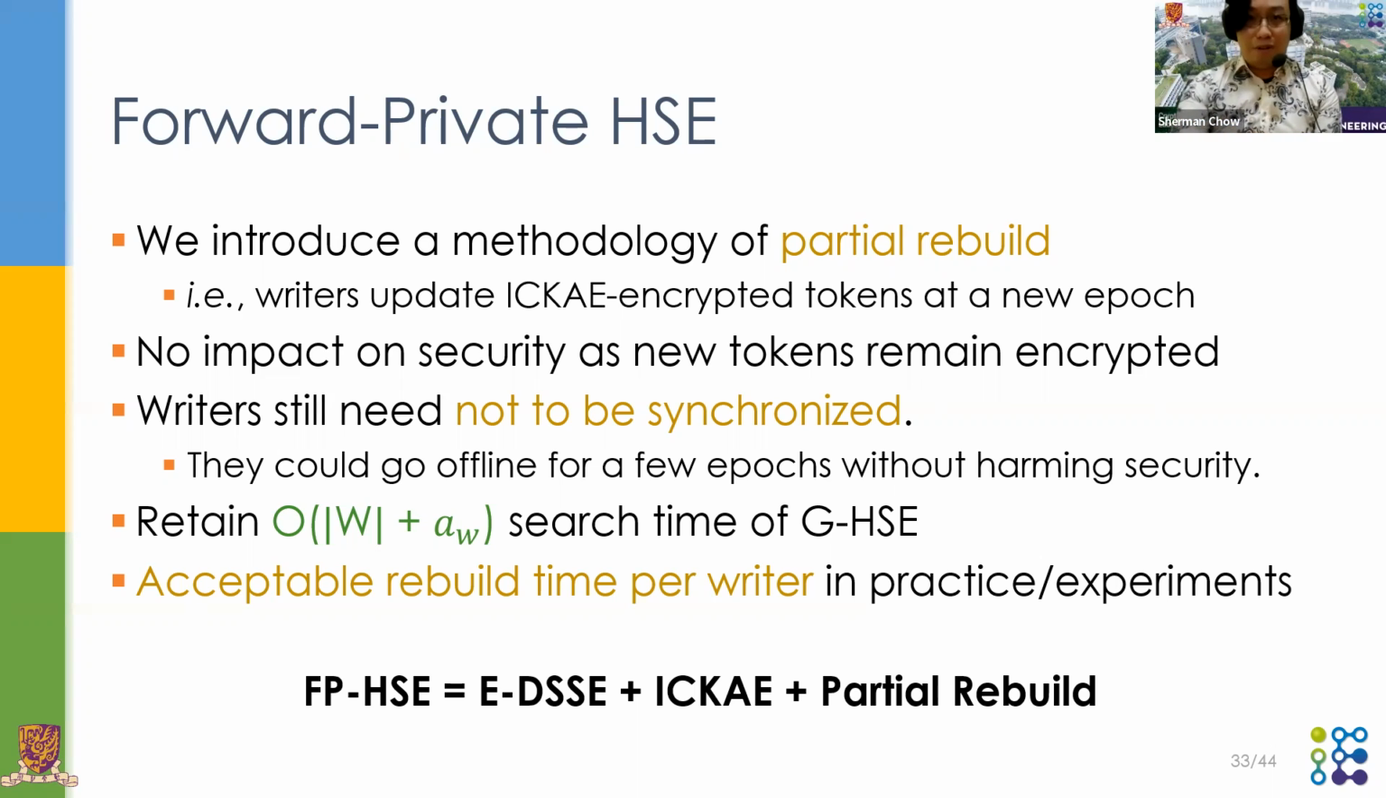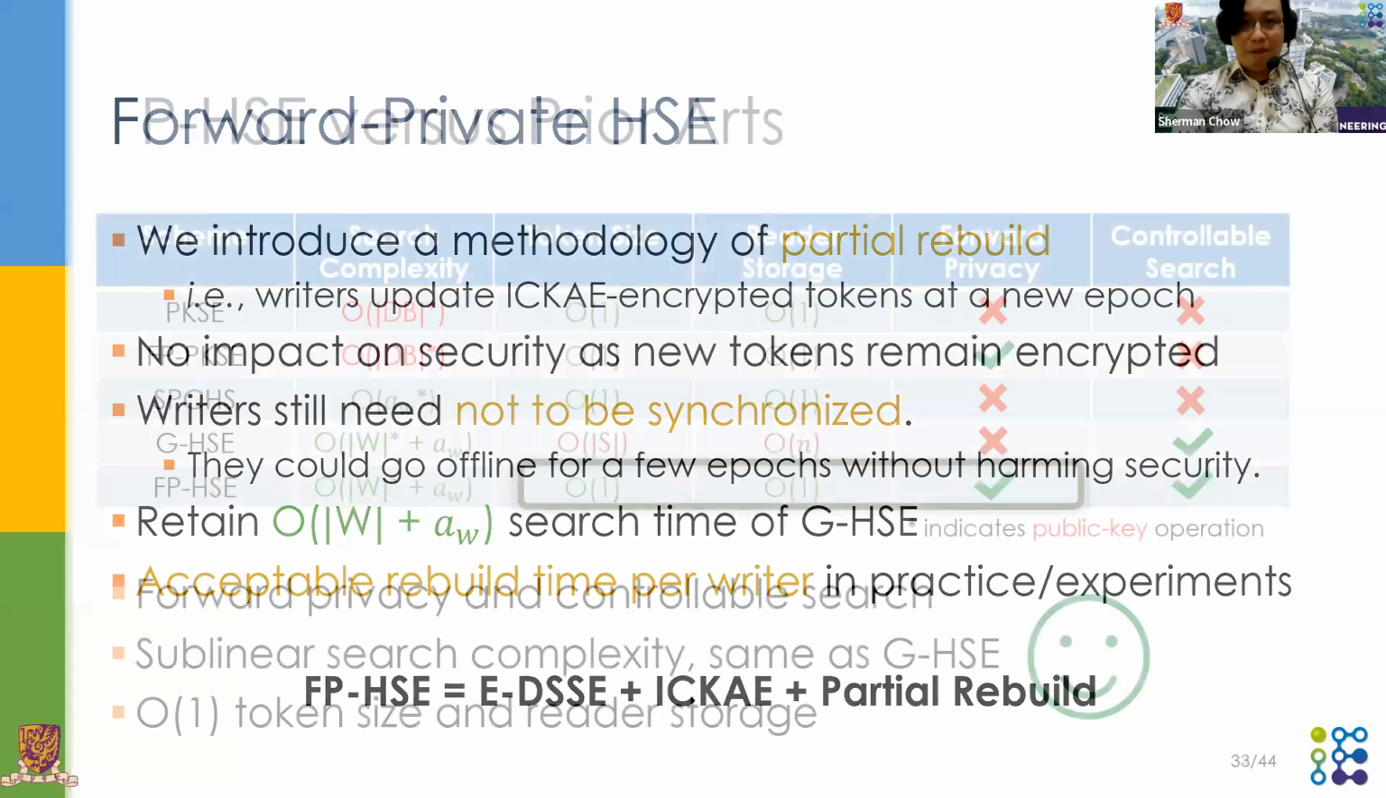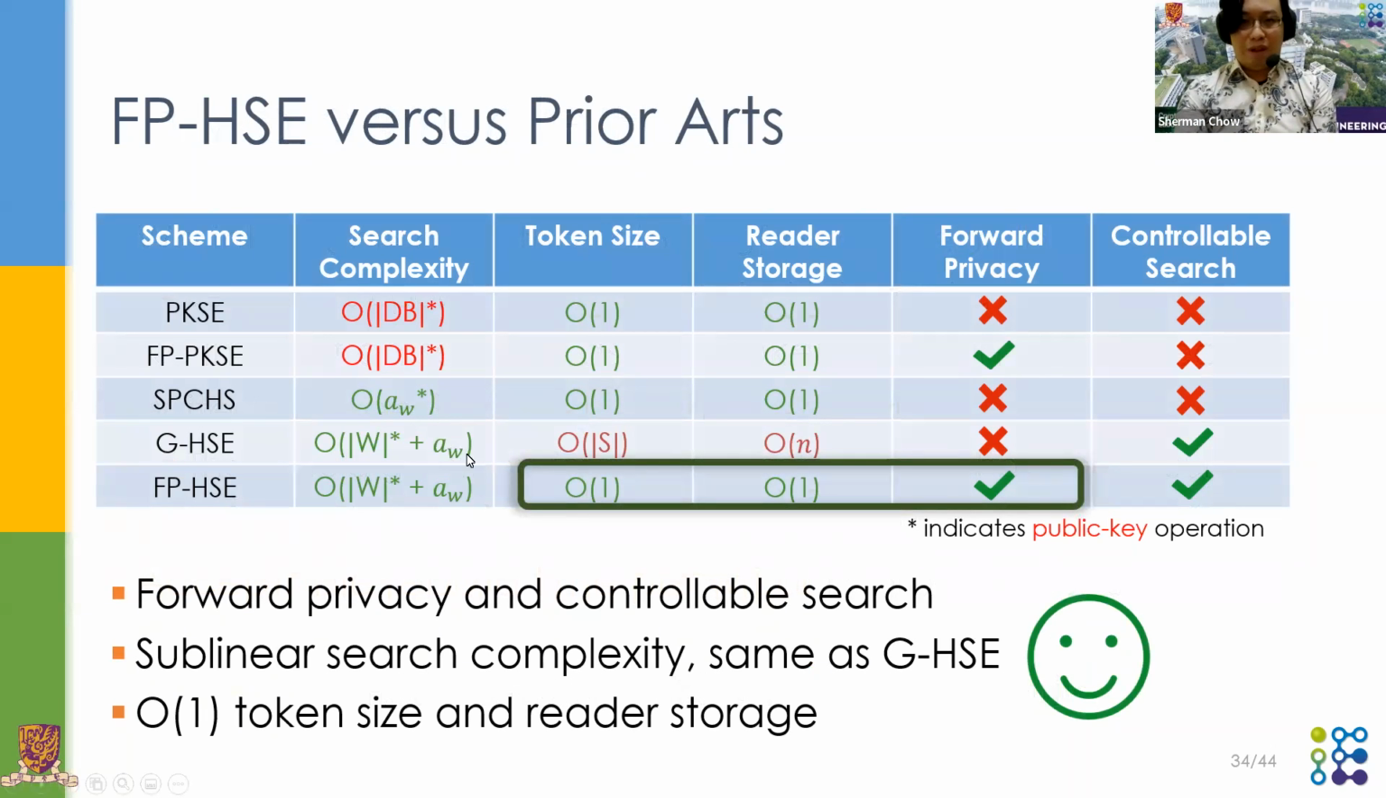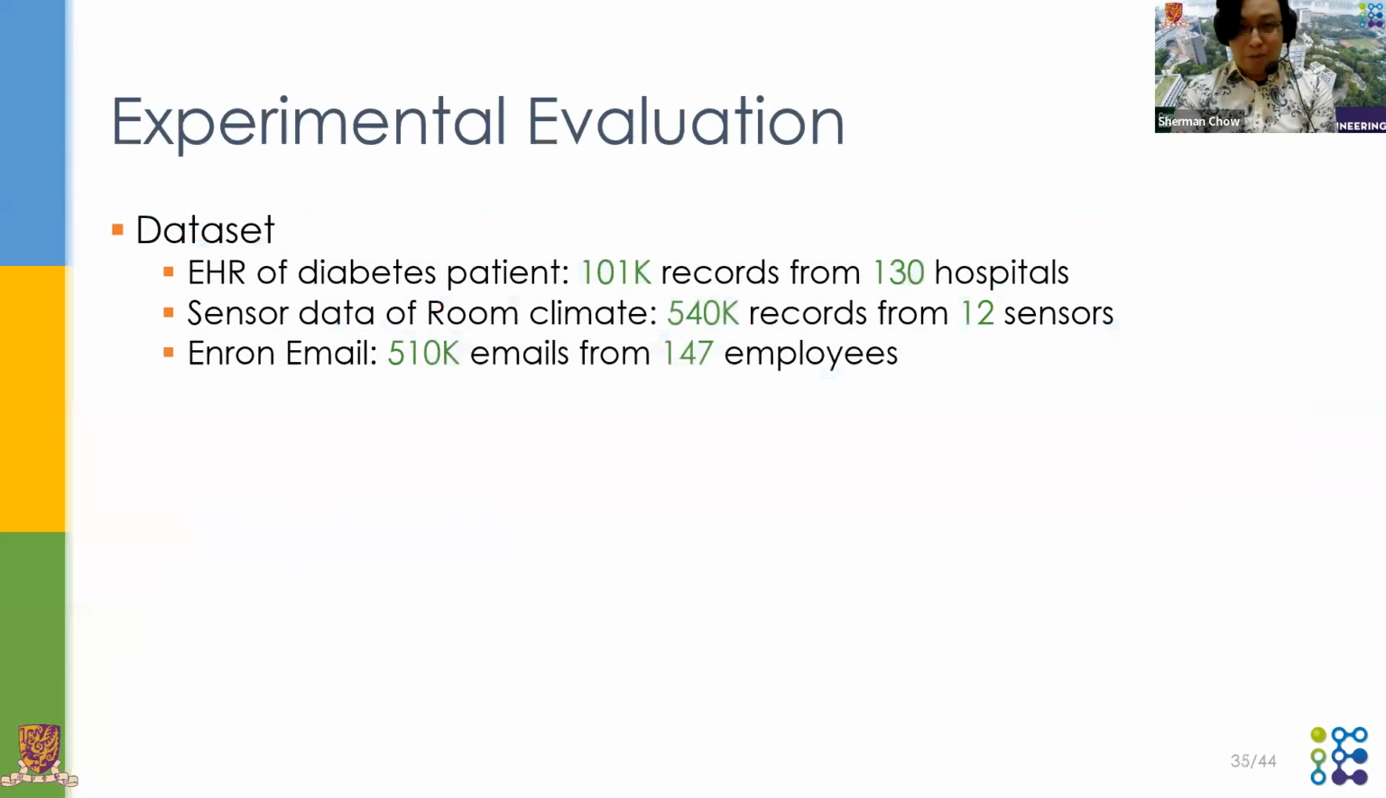Okay, so that is the design part. Then to wrap it up, we have everything nicely ticked or green: privacy, controllable search, sublinear search, order one token size, order one meta storage. And now the very last part is I will quickly highlight some of the experimental figures. Because we are motivated by applications like EHR, sensors, and regular email scenarios, that is the data set we are working with.